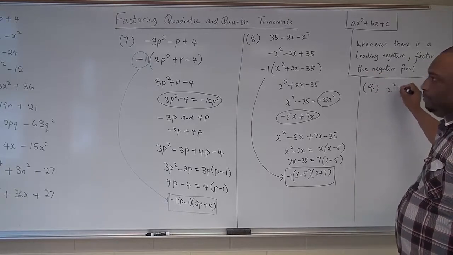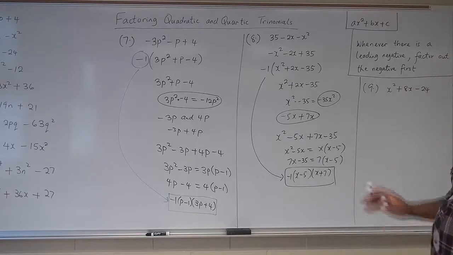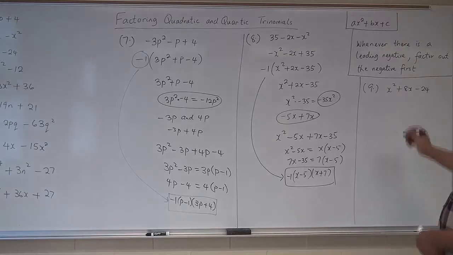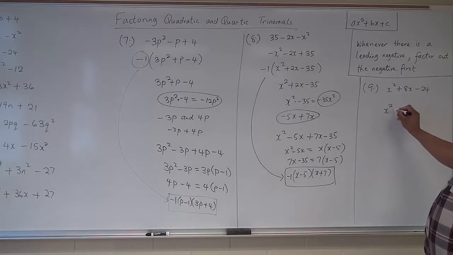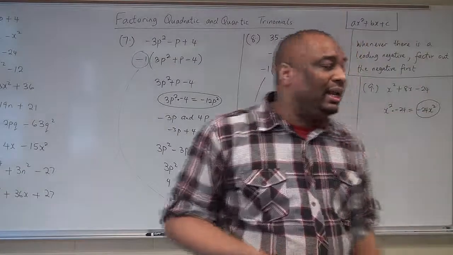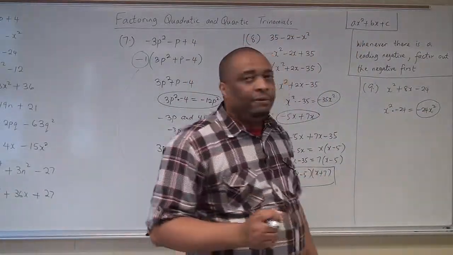X squared plus 8x minus 24. So is it in the general form? Yes, it is in the general form. So the next thing, we multiply the first and third terms. X squared times negative 24 gives us negative 24x squared. 1 and negative 24 will not work. Negative 1 and 24 will not work.